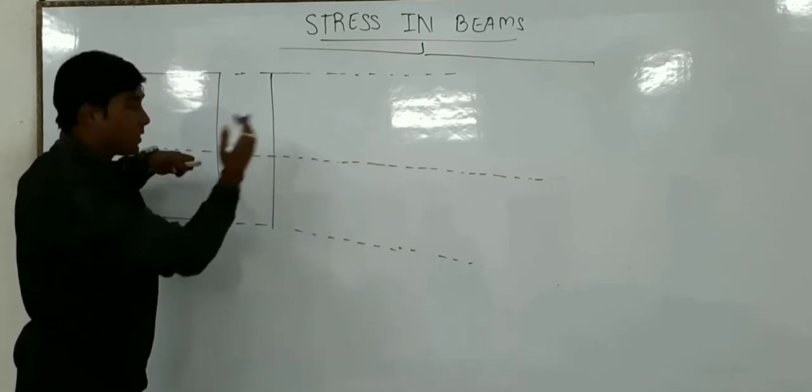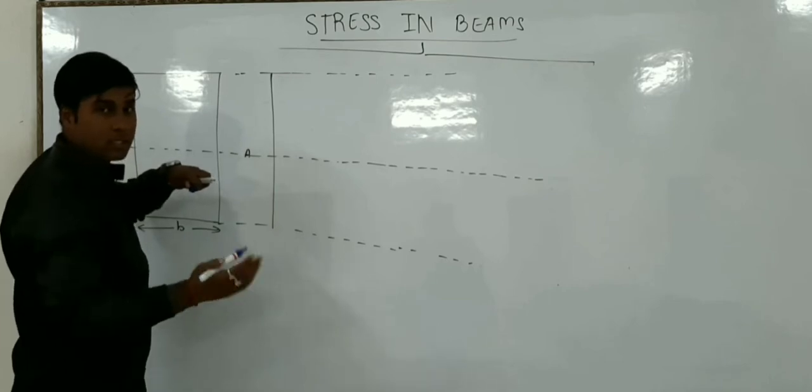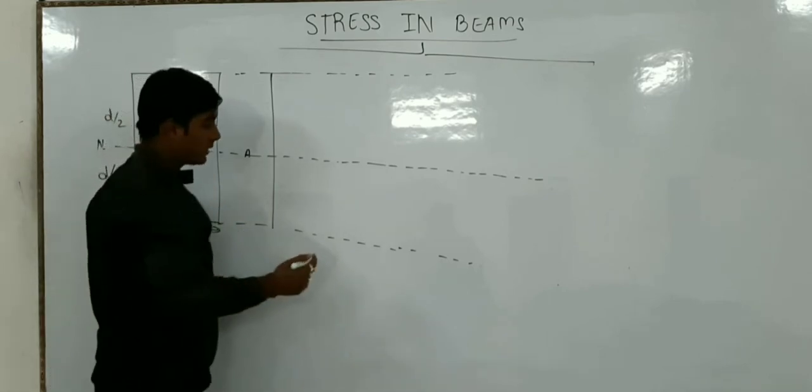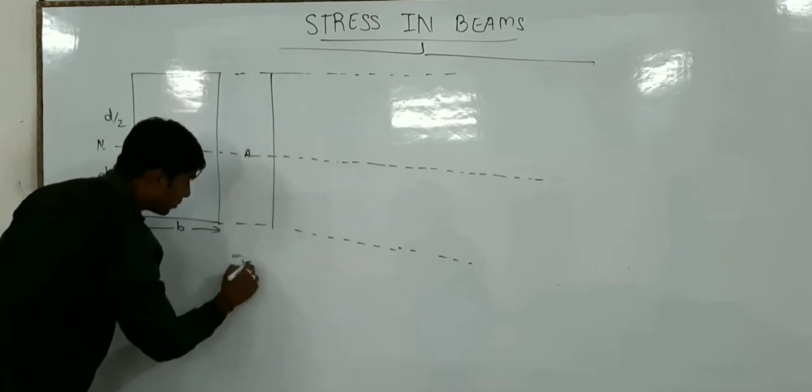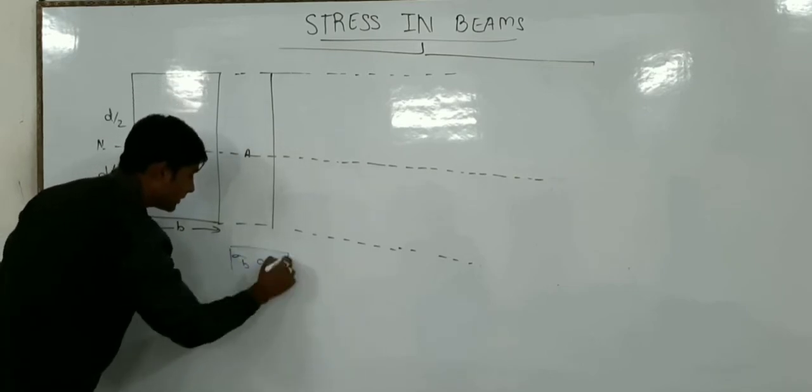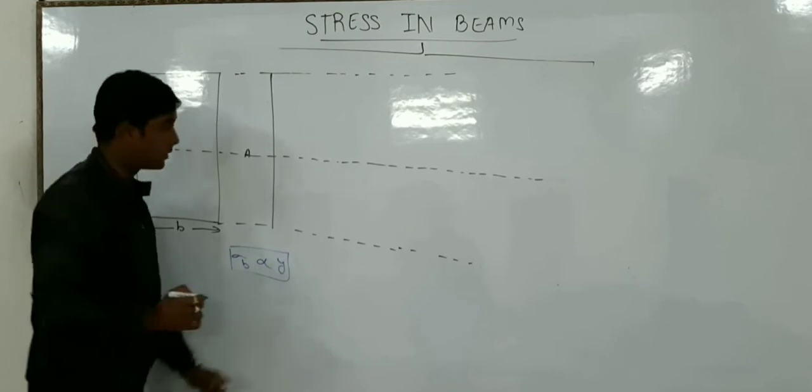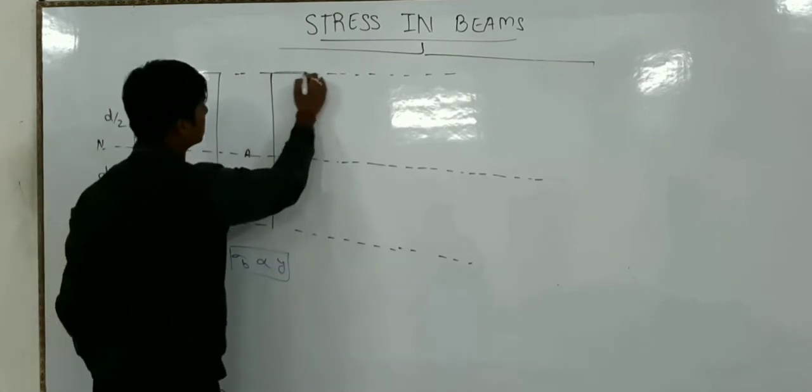So above the neutral axis and below the neutral axis, the distribution of bending stress would be linear, as we have already seen from the distribution how sigma b is going to vary according to y. They are going to vary linearly, okay? So now I am going to draw this.